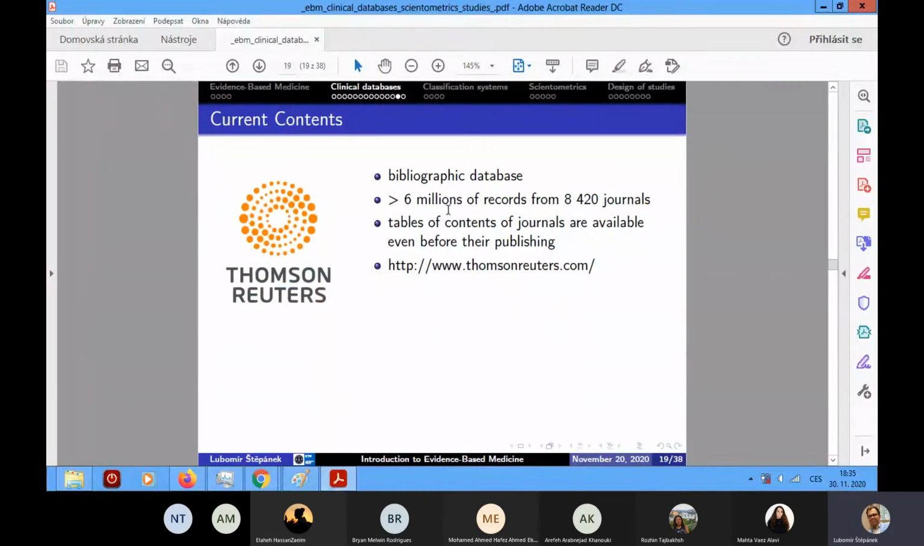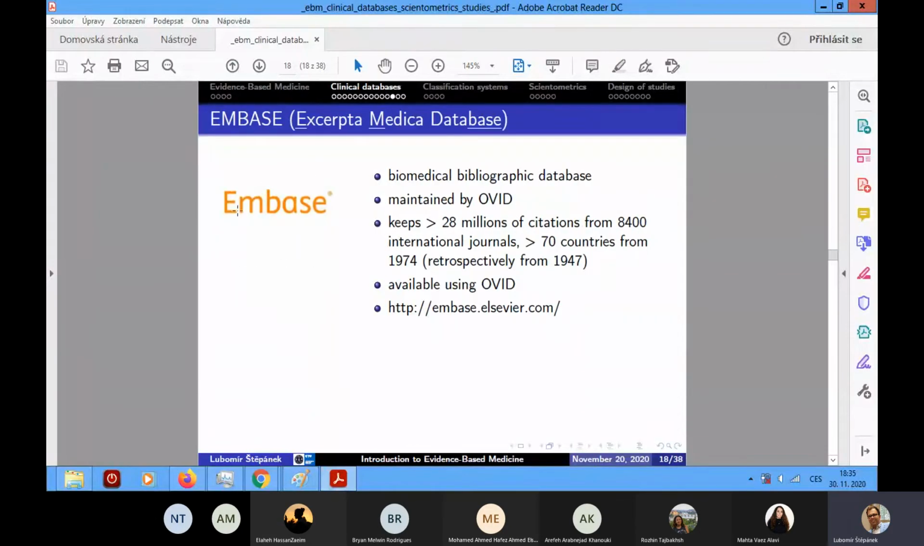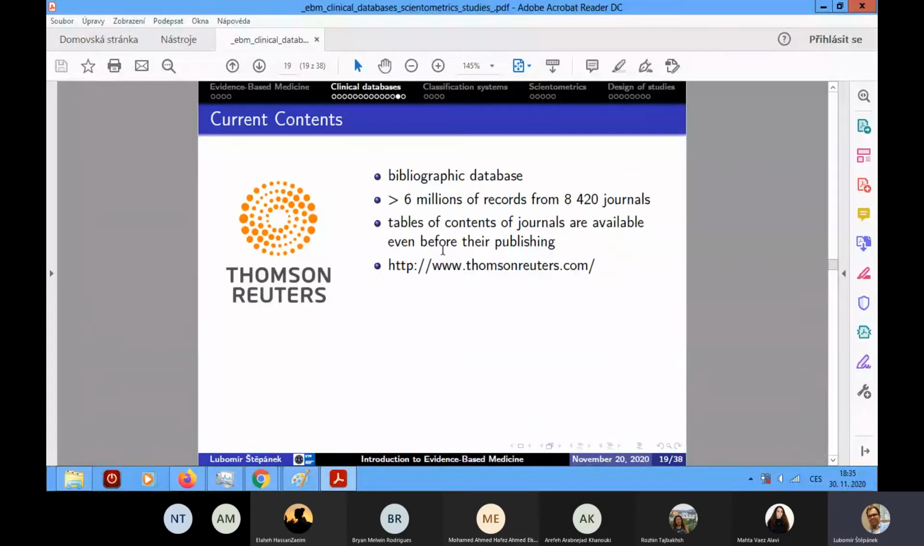So Embase Thomson Reuters is something very similar to Embase. This is not like Elsevier, this is Thomson Reuters. Thomson Reuters is very well known among scientists because of one fact.